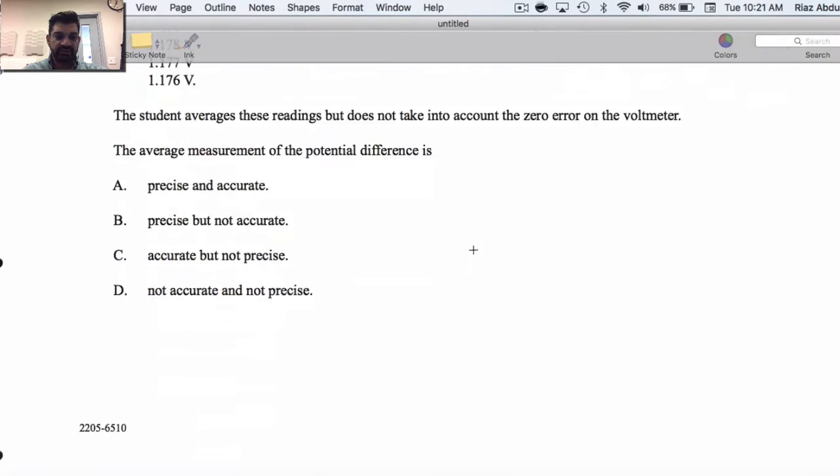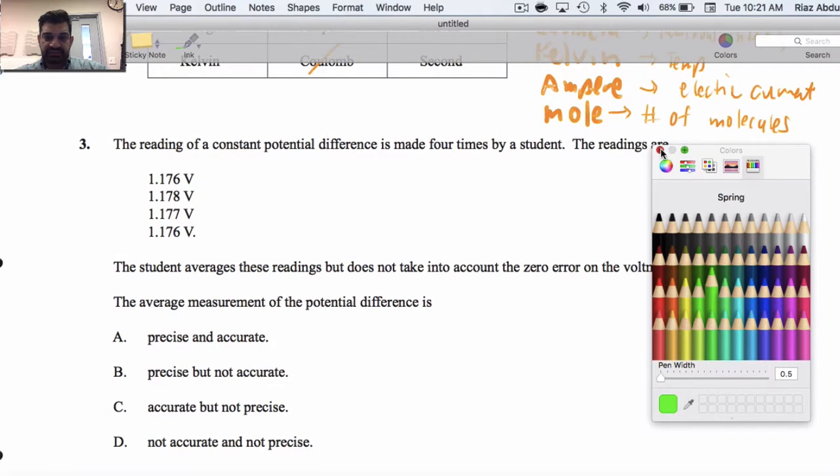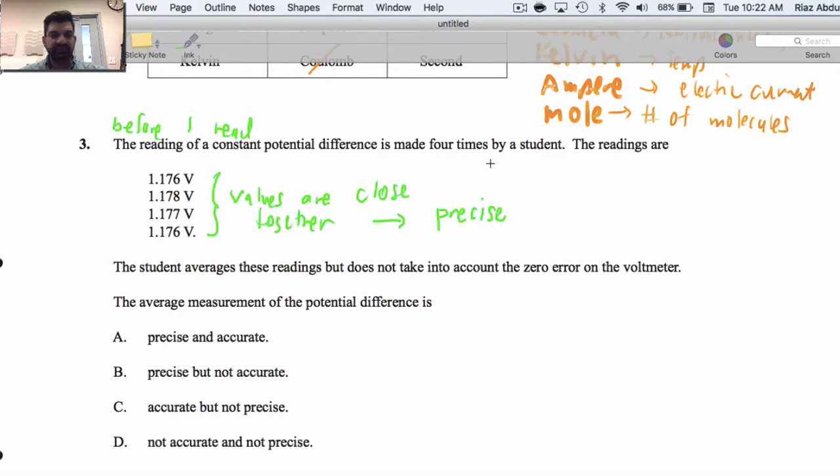Now, for number 3, we have a series of readings. And even before I read this question, this is what I want to do right away. I'm just going to use this color for before I read. I'm just going to note these values are close together. I would regard them as being precise. So that's the first thing that pops into my mind, and I haven't even read the question yet.